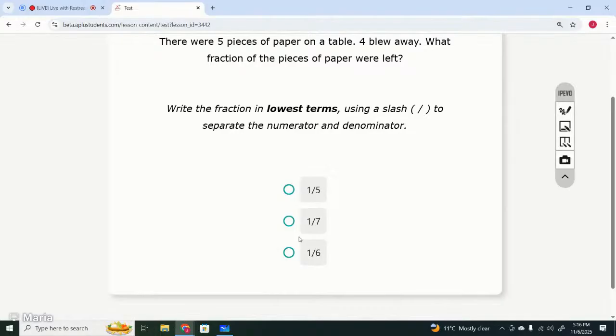There were 5 pieces of paper on a table. 4 blew away. What fraction of the pieces of paper were left? There are total 5 pieces on the table, right? So 4 blew away. So that means we are left with only one paper. That is 1 out of 5, right? That means only one is left. So 1 out of 5 it is.